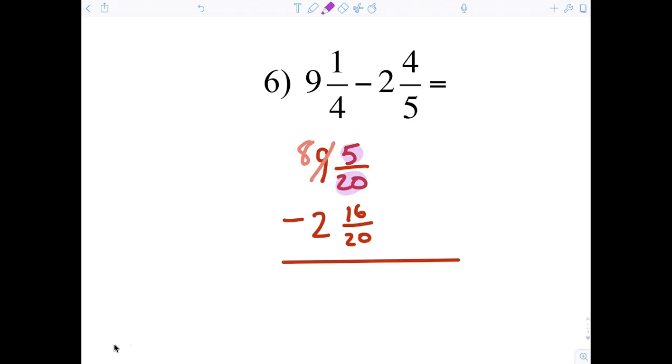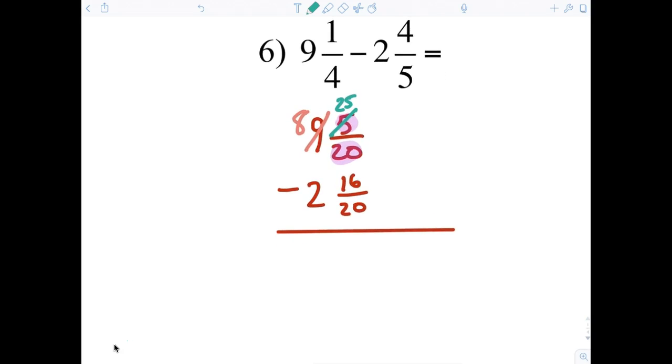Do you understand that? Yes. So then this 5, let's change that over. That becomes a what? 25. Do you remember that? Is everybody good with that? Yes. Now we can continue to do the subtraction. So go ahead. Tell me the answer. 25 minus 16 is 9. Good. So you have 9 over 20.